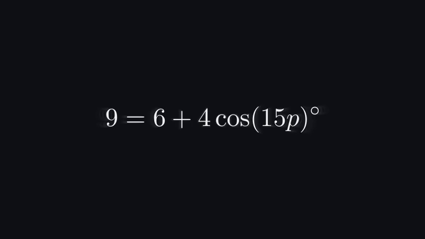Now we isolate the cosine term. First subtract 6 from both sides. Then divide both sides by 4. So, cos of 15p degrees equals 3 over 4, which is 0.75.